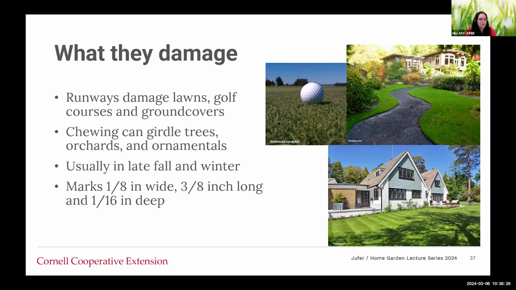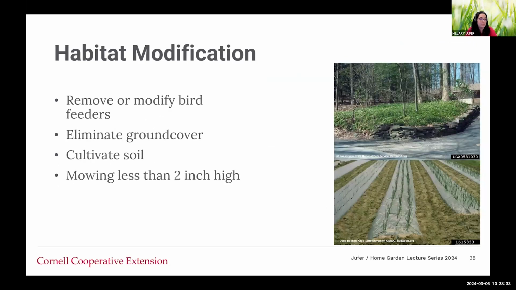So you're going to want to look at the burrow systems and the tracks to determine if it is a vole or not. There's definitely ways to modify the habitat to prevent them from coming. You're going to want to remove or modify bird feeders so that there's less spillage, so there's less food. You're going to want to eliminate ground covers if you have them. I know not everyone's going to want to eliminate ground covers, but you can, and you could just do repeated close mowing or an herbicide.